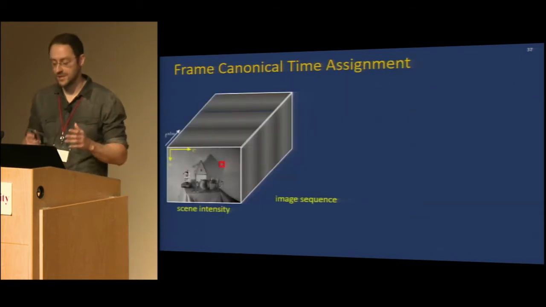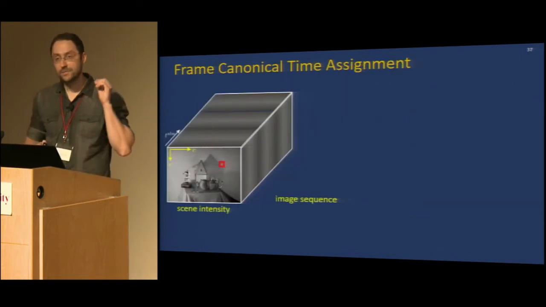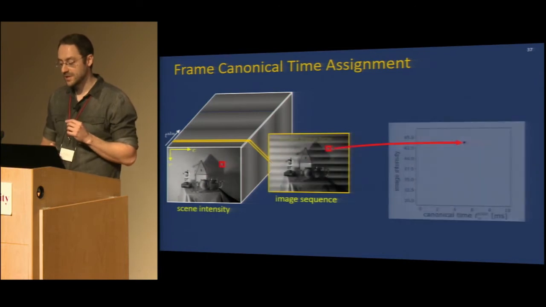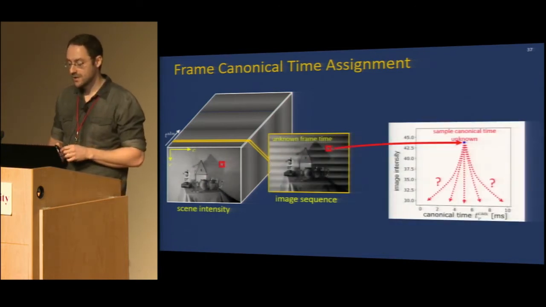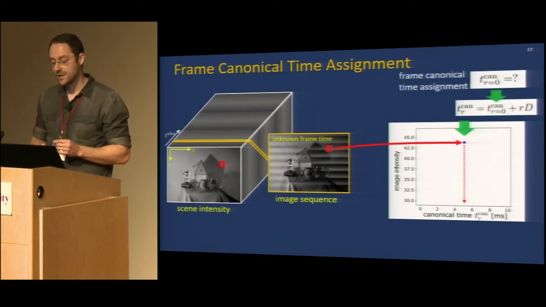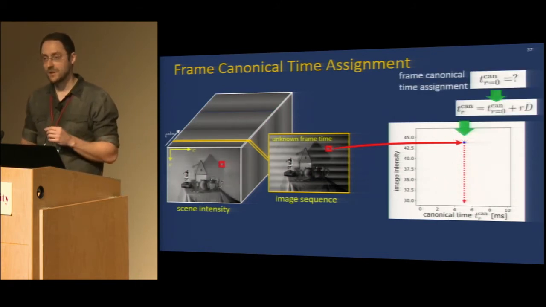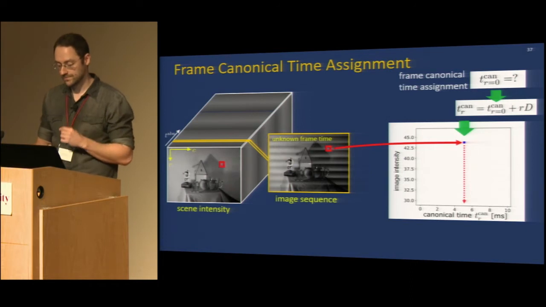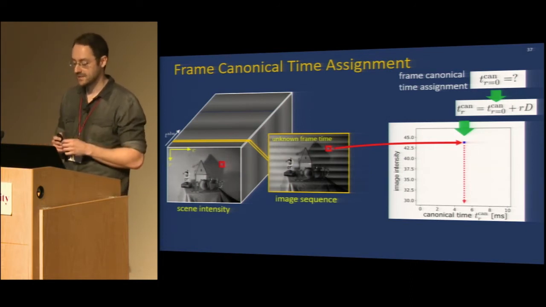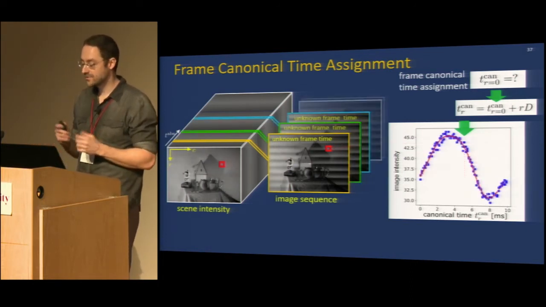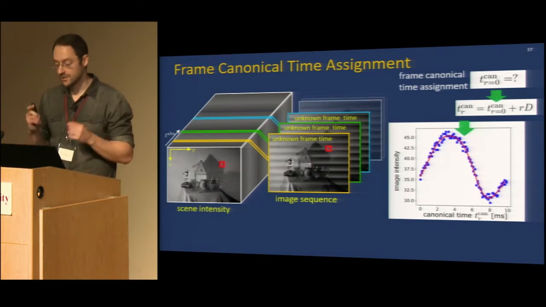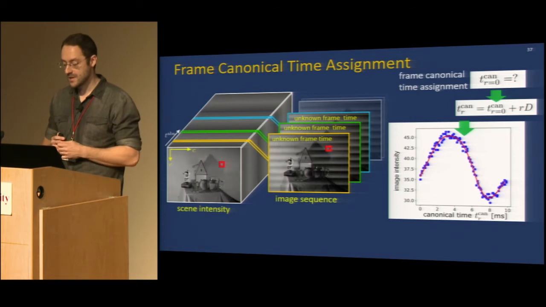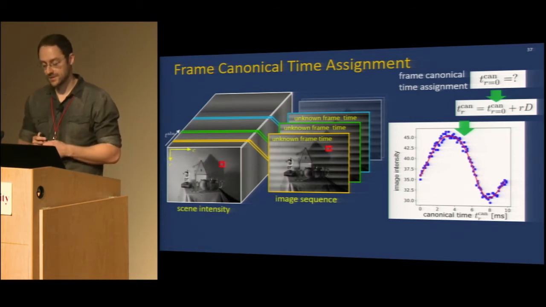Now, here's the main idea behind our method. For each pixel, a single frame yields one sample at some unknown canonical time. To find the sample canonical time, we must determine the frame's canonical time, which is also the time of the first row. This is the assignment task. Now, a sequence of frames provides samples that span the flicker cycle. So once we assign the canonical times for all the frames, we recover the signal at each pixel.